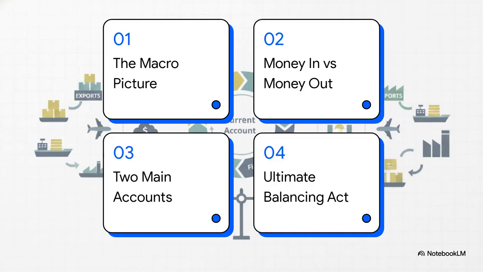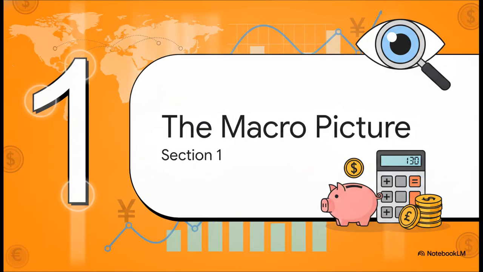To solve this accounting mystery, we're going to follow a really simple four-part roadmap. First up, the macro picture. Second, money in versus money out. Third, the two main accounts. And finally, the ultimate balancing act. All right, let's kick things off with Section 1, the macro picture.